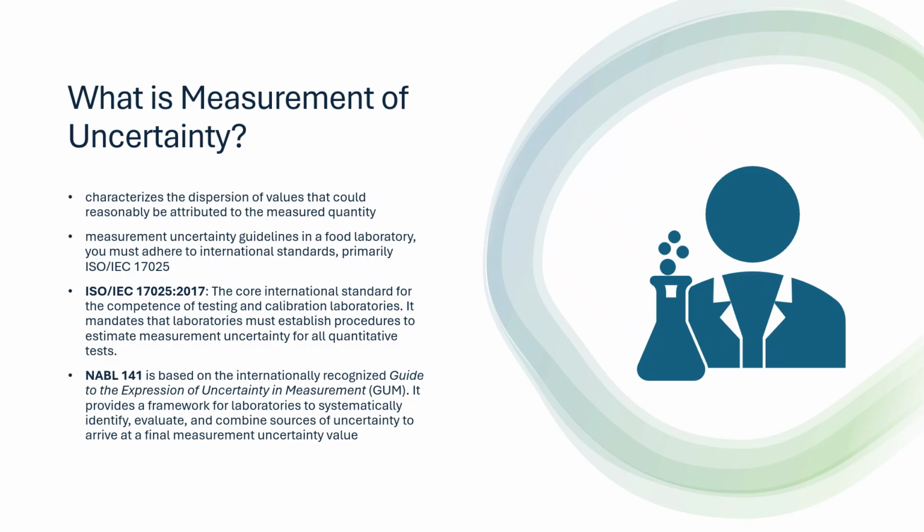So measurement uncertainty is a guideline in food laboratory, and you must adhere to international standard, primarily ISO IEC 17025, the core international standard for competence of testing and calibration laboratory. It mandates that laboratory must establish procedures to estimate measurement of uncertainty for all quantitative tests. And this NABL 141 is based on the internationally recognized guide to the expression of uncertainty in measurement, that is GUM.